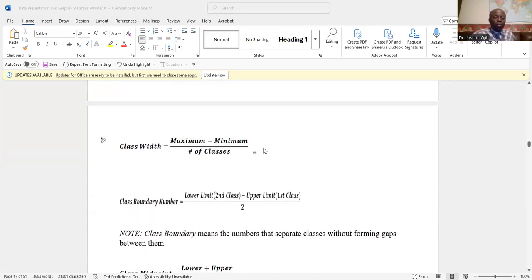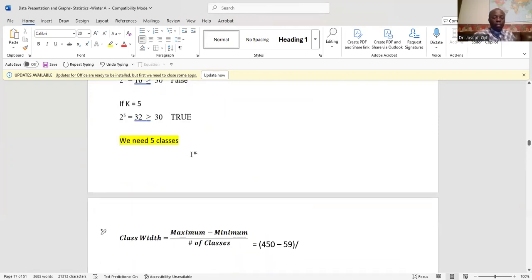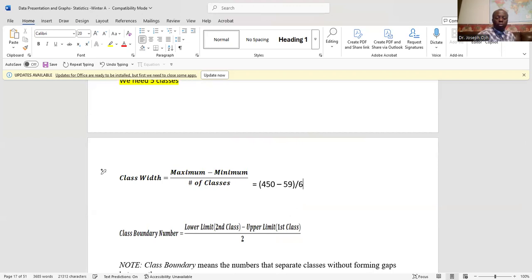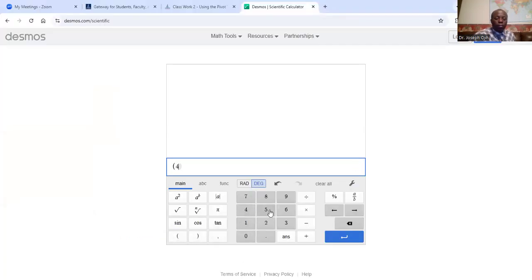So to find the class width, we're going to do 450 minus 59, divided by the number of classes, which is 5 classes. Let me get it from the calculator. 450 minus 59, divided by 5, gives us 78.2.